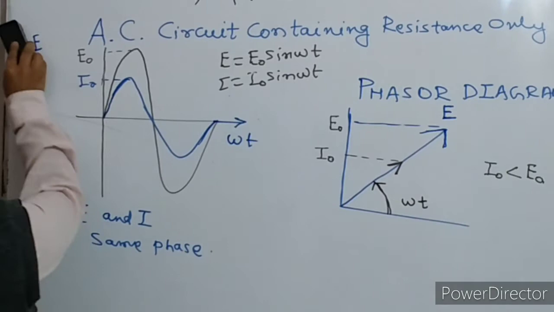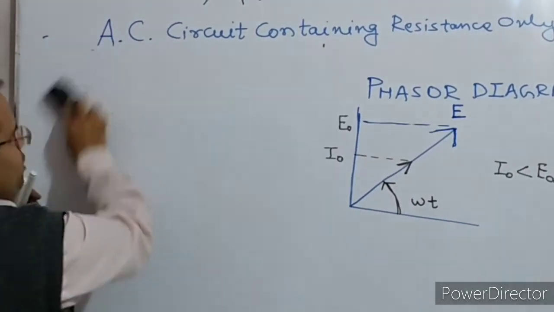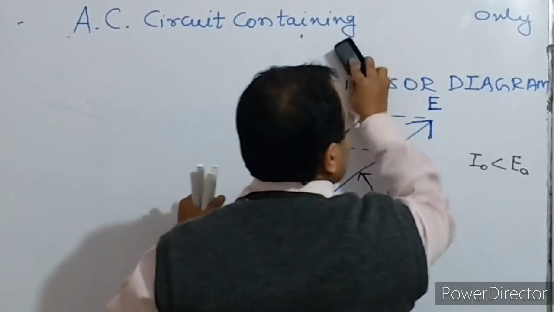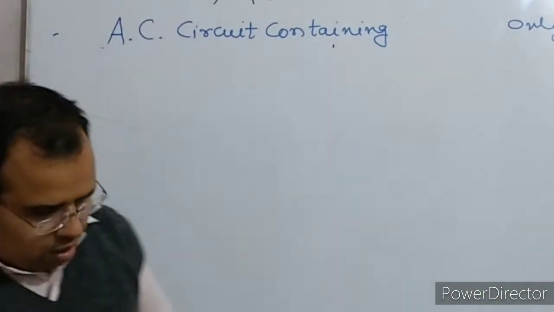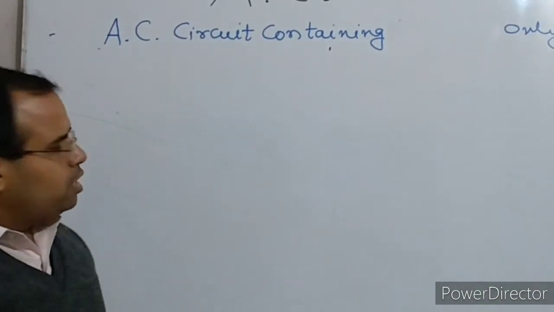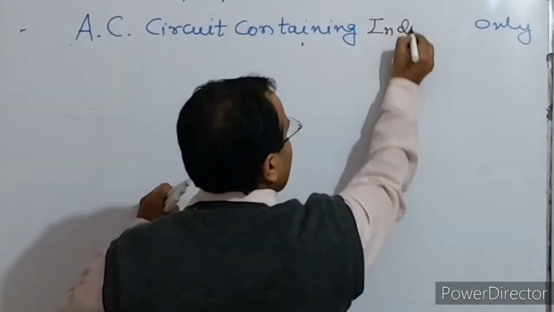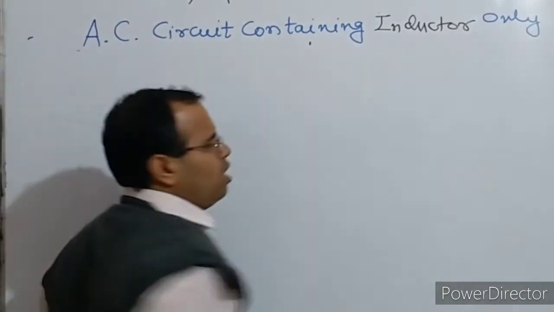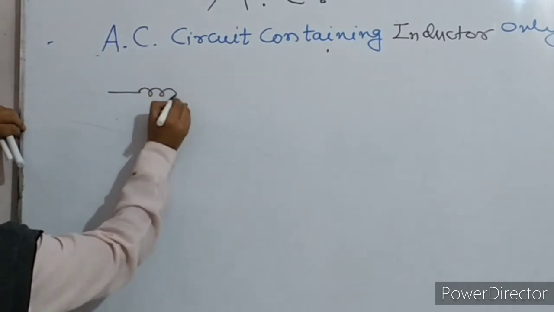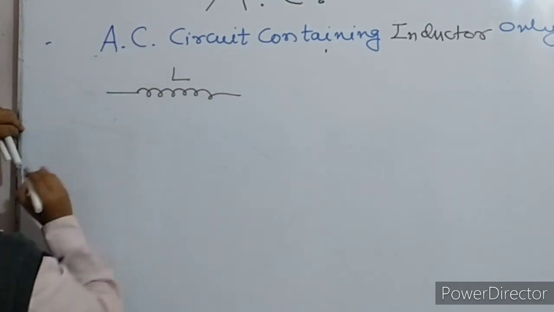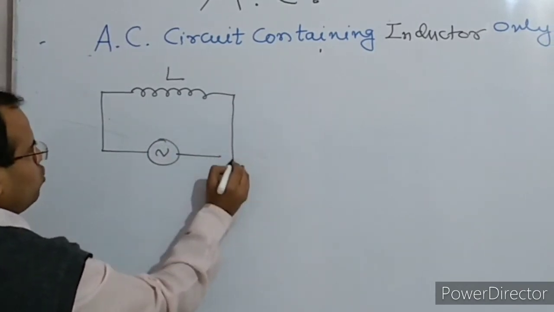Let us now discuss the alternating circuit when an inductor is connected. When it contains only an inductor, what happens? Let us try to understand that. So, an AC circuit containing inductor only. The circuit would look like this. This is the inductor of inductance capital L, and here we have the alternating EMF, the alternating source.